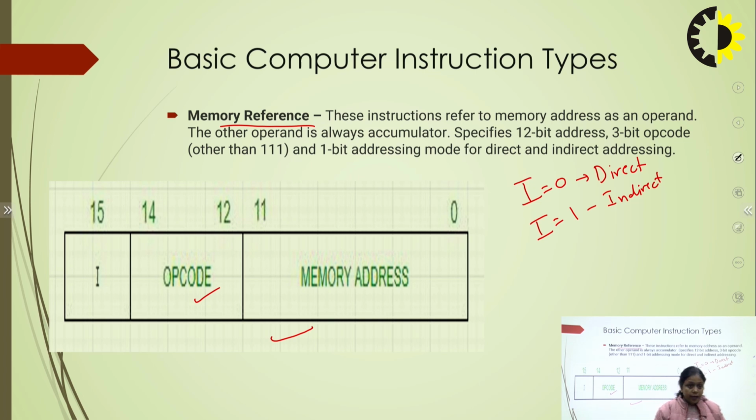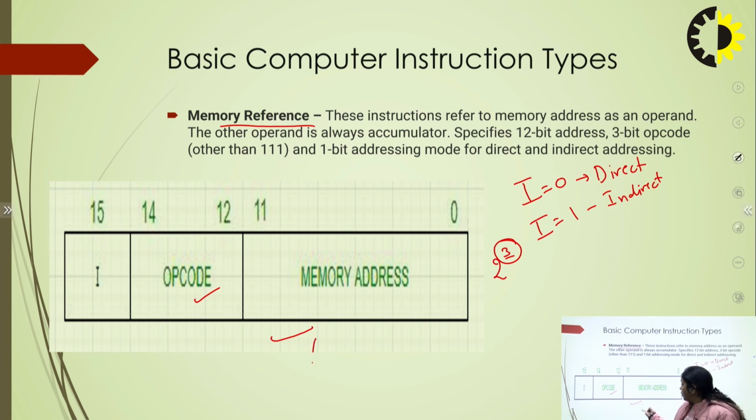When we have 3 opcode bits, it means we can perform 8 operations, because 2 raised to the power 3 operations can be performed, as we have given 3 bits for the opcode. Now this is the part of the memory address. What is the use of the memory address? This is the part used to find out the address of the operand.